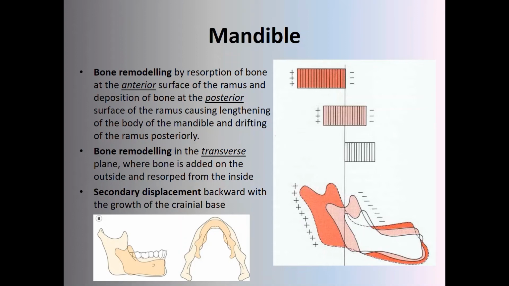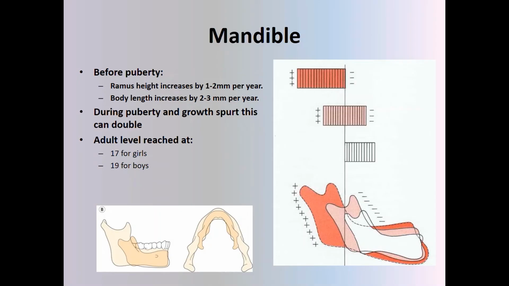Now, we know that the mandible is attached to the rest of the skull through the temporomandibular joint. And as the cranial base and the saddle angle modify and increase in length, it will affect the position of the mandible. And this is what we call secondary displacement, because the mandible will be affected passively as it is attached to the rest of the bones of the skull. So overall, we will have primary displacement, secondary displacement, and bone remodeling of the mandible, and this will contribute to the final shape and position of the mandible.